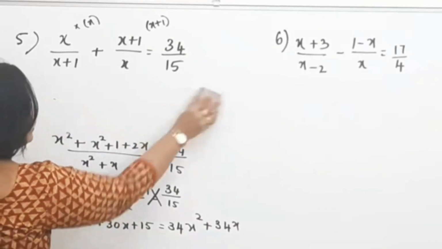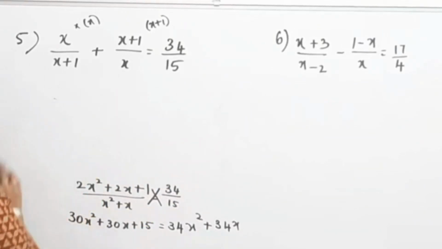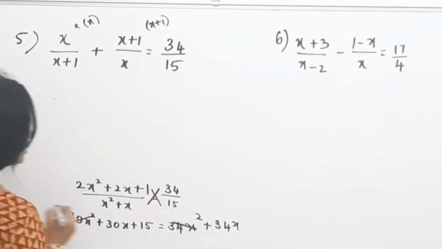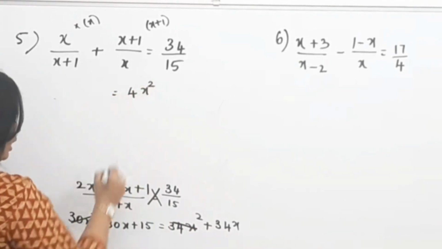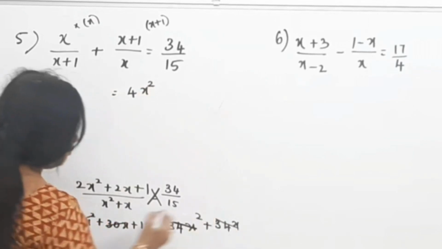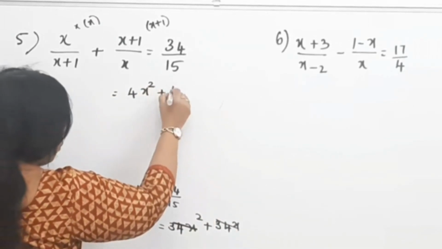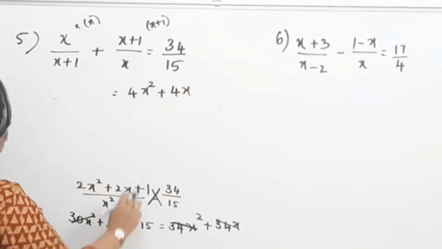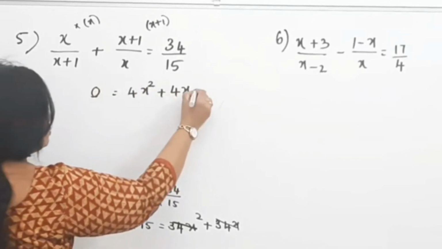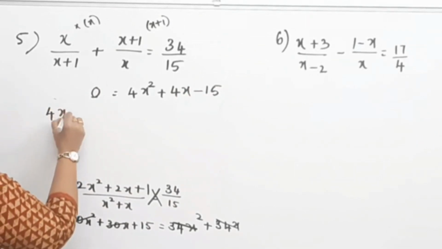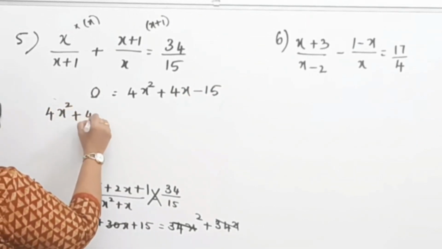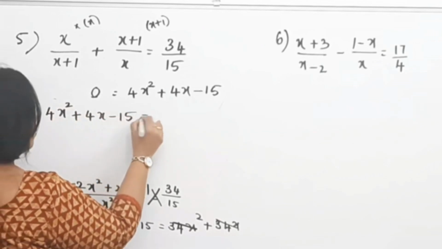So how do I get my equation now? The equation becomes 30x squared minus 34x squared, that becomes 4x squared, and then 30x and 34x, that becomes plus 4x, and then I bring my 15 to the other side. This becomes 0, so this becomes minus 15. So my equation becomes, I write it on my left side, 4x squared plus 4x minus 15 equal to 0.